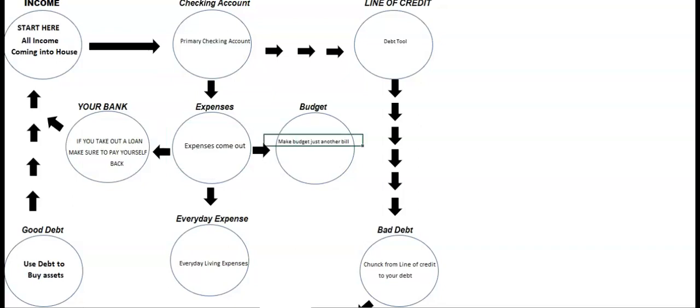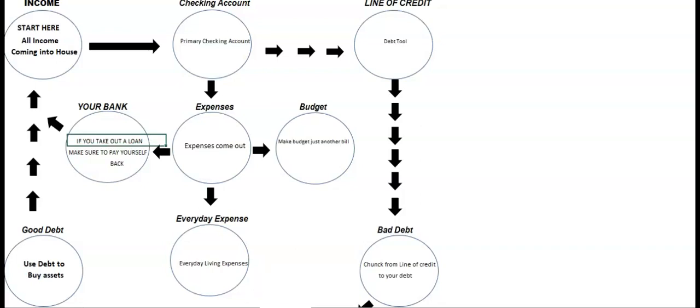And then your expenses come out every month. Make the budget. This is your second checking account. You'll just make that as if it was a bill on your sheet. Everyday expenses come out, that's just part of the everyday utilities, things like that. And then take a loan out, make sure you pay yourself back.